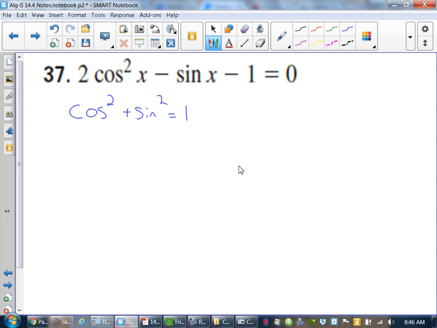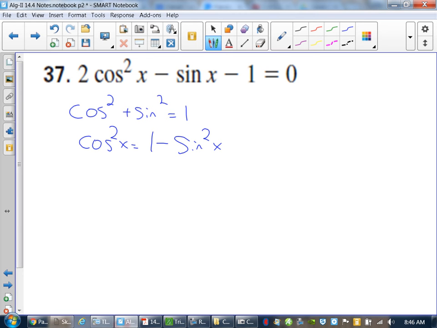So what I'm going to do here is rewrite this equation in terms of everything being sines. To do that, I know then that cosine squared x is equal to 1 minus sine squared x. And all I did was just manipulate the equation. Okay. I solved what we call a literal equation, and then I'm going to use substitution to put it all back together.